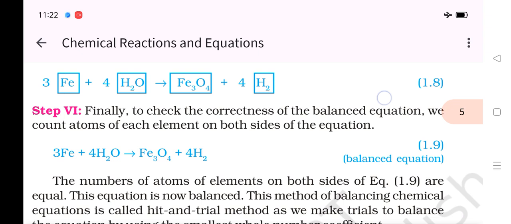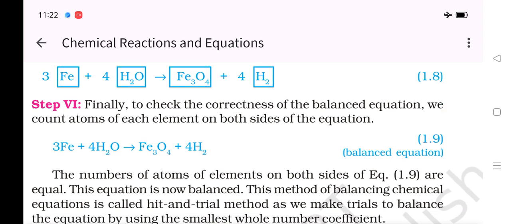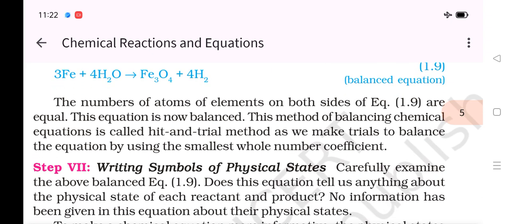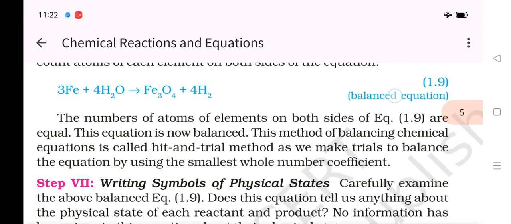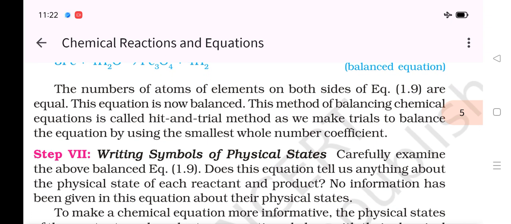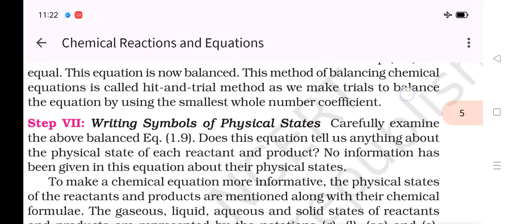that is 1.8. Step 6. Finally, to check the correctness of the balanced equation, we count atoms of each element on both sides of the equation. 3Fe plus 4H2O gives rise to Fe3O4 plus 4H2, 1.9 balanced equation. The number of elements on both sides of equation 1.9 are equal. This equation is now balanced. This method of balancing chemical equations is called the hit and trial method, as we make trials to balance the equation by using the smallest whole number coefficients.